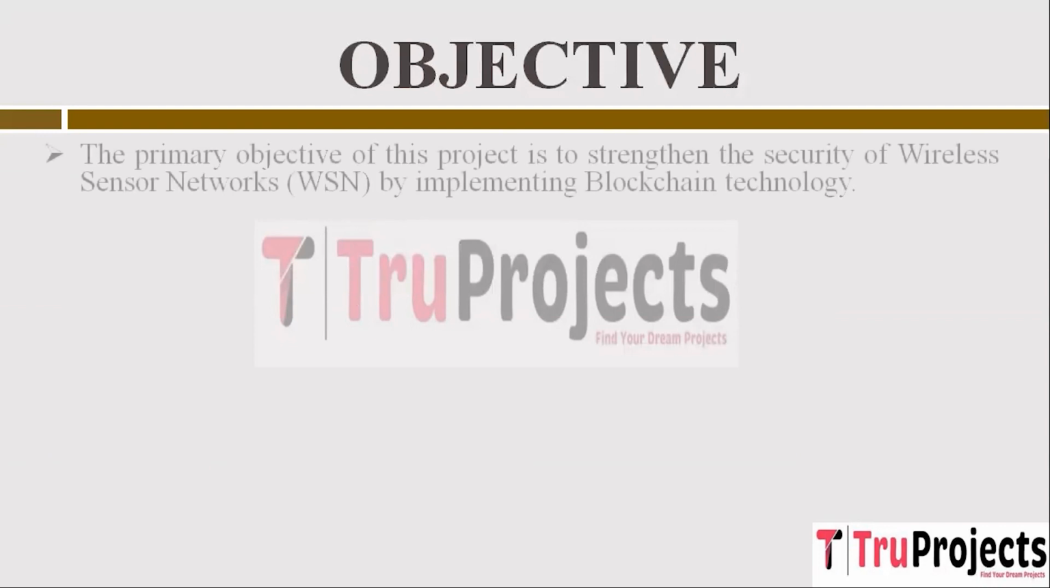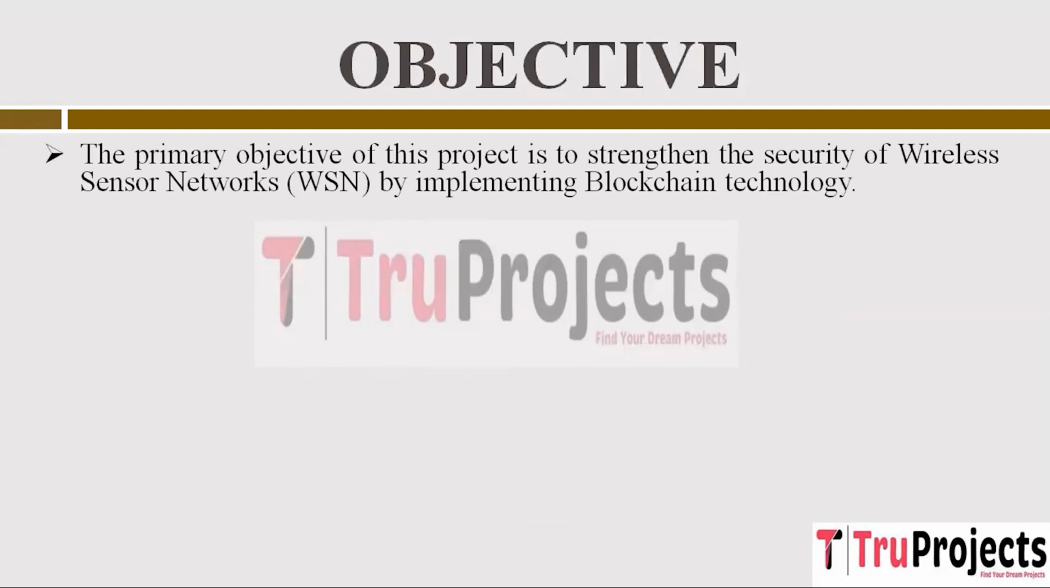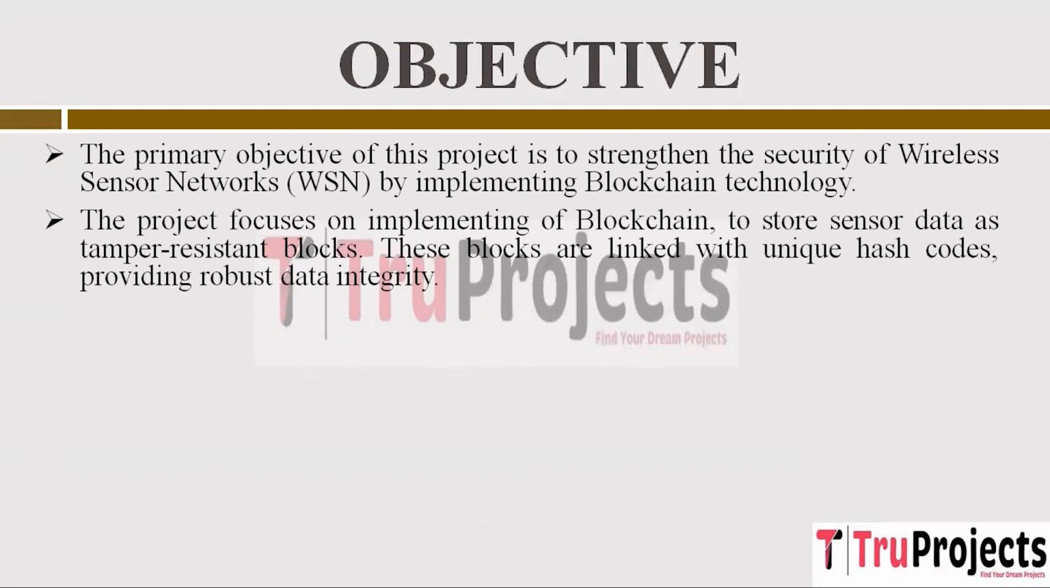Objective of the project. So, as I mentioned before, the primary aim of this project is to enhance the security of wireless sensor networks (WSN) through the implementation of blockchain technology. The project focuses on using blockchain to store sensor data securely as tamper-resistant blocks. Sensor data is stored in a way that makes it extremely difficult to alter or tamper with. Each data block is associated with a unique hash code, ensuring the integrity and authenticity of the data.